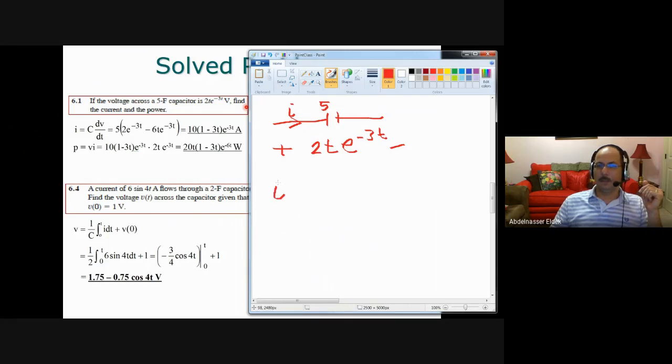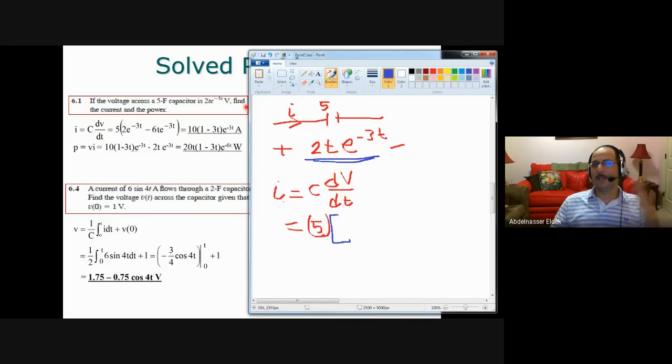According to the relation of the voltage and current, the current for the capacitor, I_C equals C dV_C by dt. C is just 5. Then all you have to do is differentiate the voltage. Differentiate this one here.